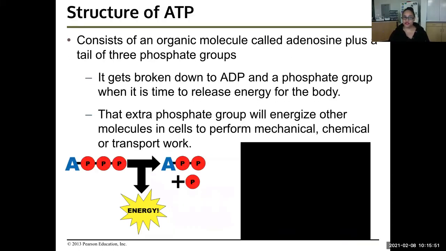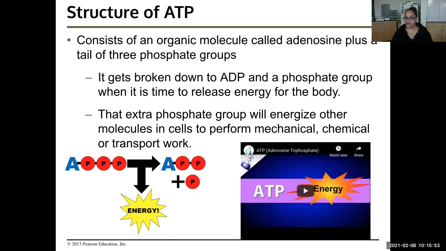The structure of ATP consists of an organic molecule called adenine, plus a tail of 3 phosphate groups. It gets broken down into ADP and a phosphate group when it's time to release energy for the body. And that extra phosphate group is what energizes our molecules and cells to perform mechanical, chemical, or transport work. There's a video there. We're not going to watch it right now, but if you want to learn a little more about ATP, that would be the video to watch.